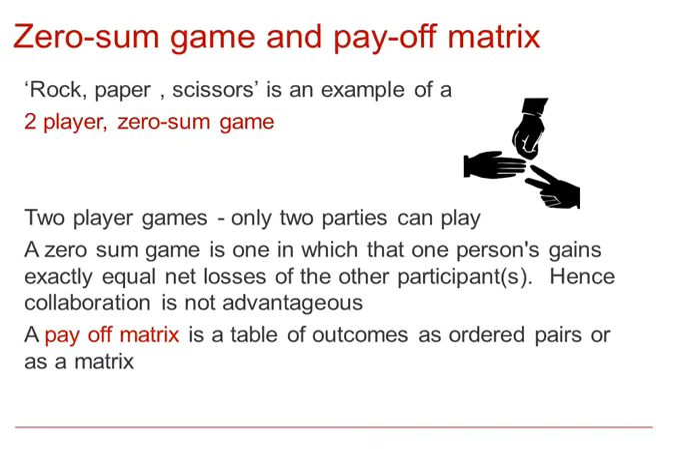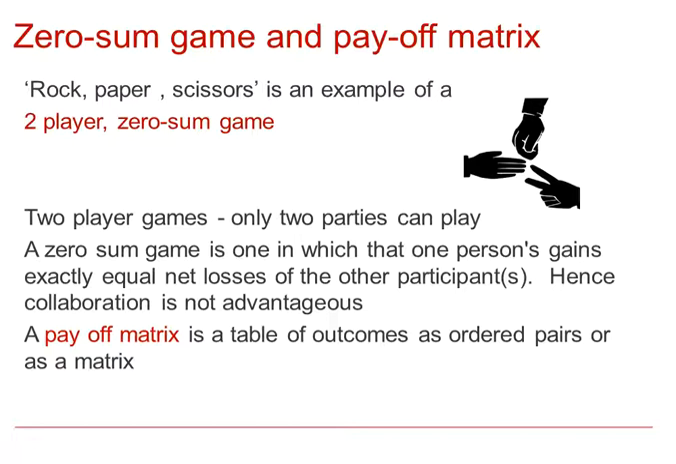Let's consider a game which we may well have all had a go at some point in our lives. Rock, paper, scissors is an example of a two-player zero-sum game. Two-player games, well, only two parties can play. And a zero-sum game is one in which one person's gains exactly equal the net losses of the other participant or participants. Hence, collaboration is not advantageous.